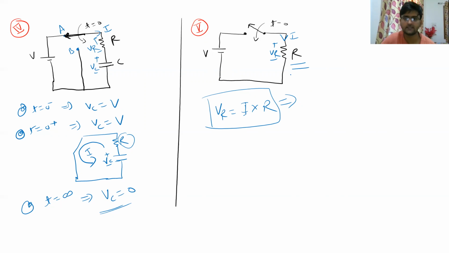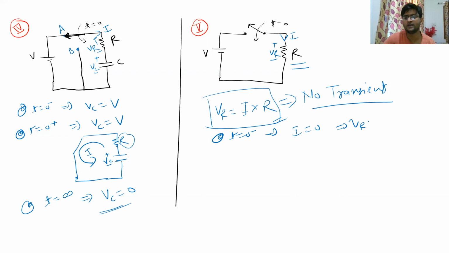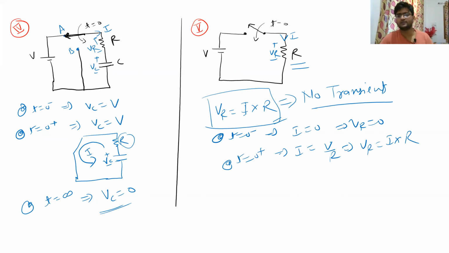So there will be no transients. Since there is no dt in this equation, there will be no transient in a purely resistive circuit. So at t is equal to 0 minus, your I is equal to 0, which means VR is also equal to 0. But at t is equal to 0 plus, since the switch is closed and there is no time element, your I is going to be V divided by R, meaning VR is going to be I into R. So a resistive circuit does not have any transients.